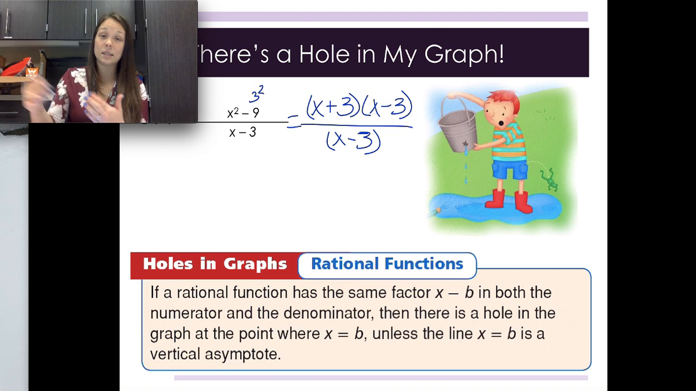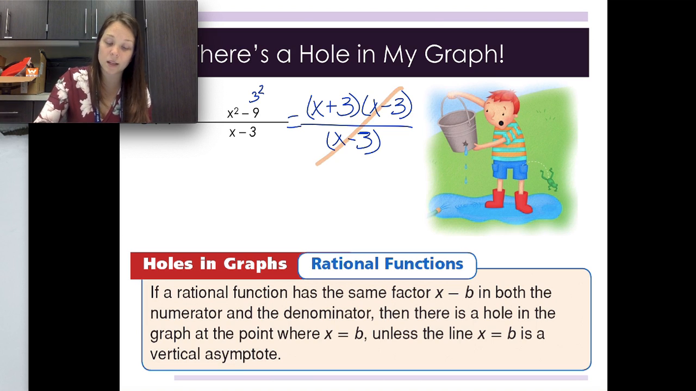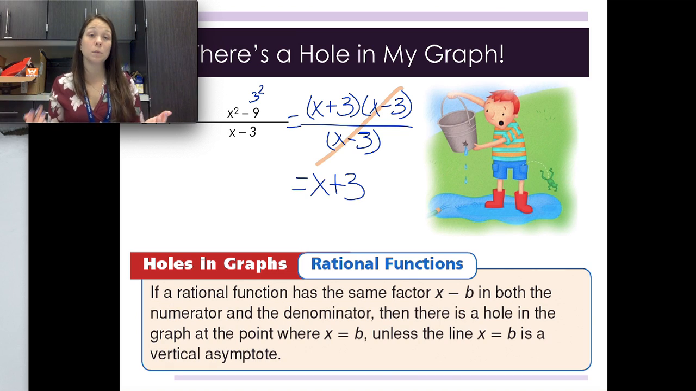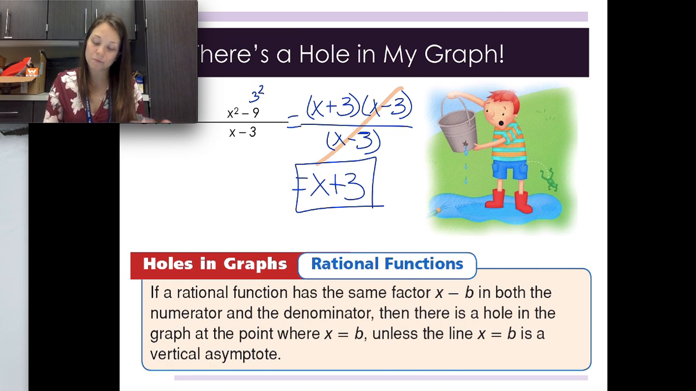Notice here the piece that factors out or divides out or cancels out are the x minus 3's, and it would leave me with x plus 3. So my simplified version of this equation is x plus 3.